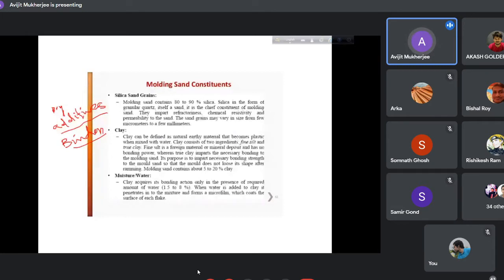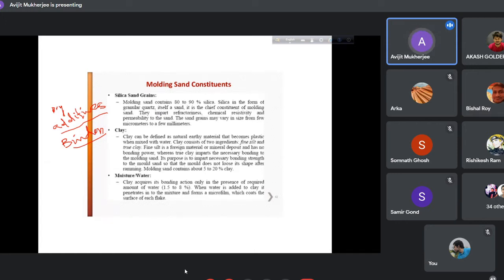And that is naturally available clay. But we may have artificial clays also. Okay, bentonite, kaolinite, fire brick, fire clay. Right? So clay is already mixed with the naturally available sand. So if we use natural sand as a molding material, then we may not add any other constituents, because clay is already there, moisture is already there.